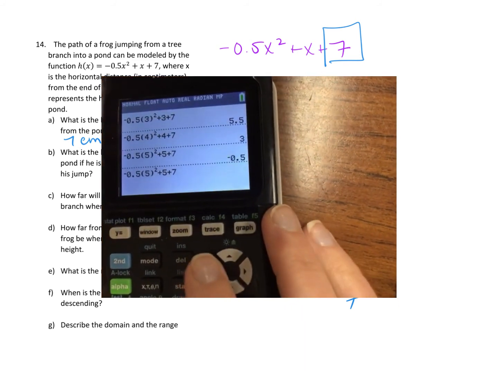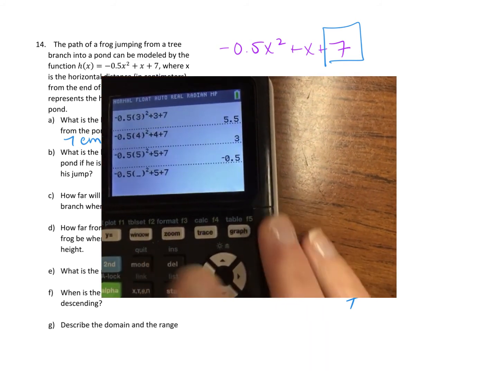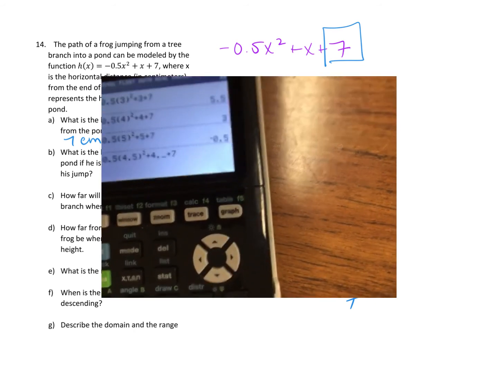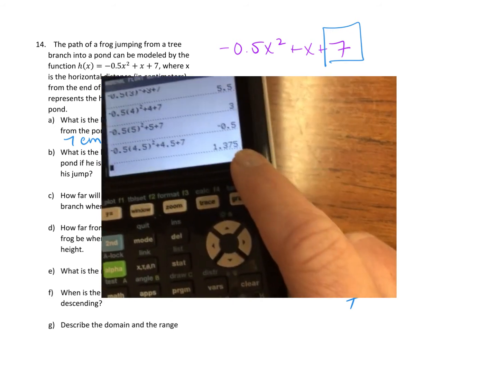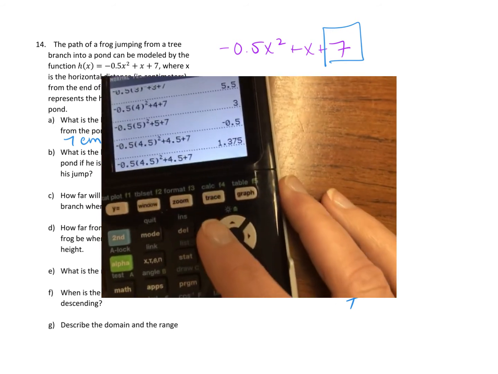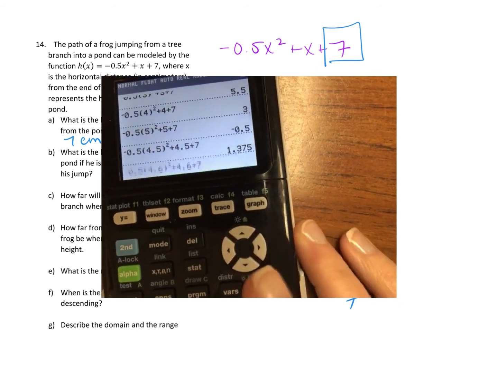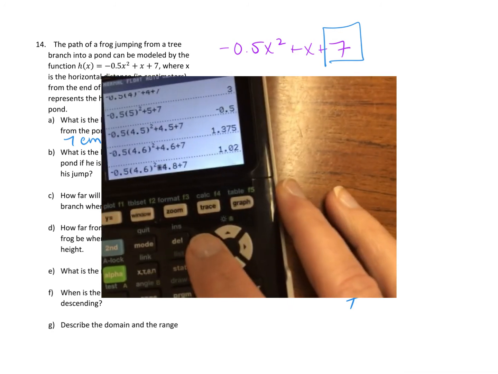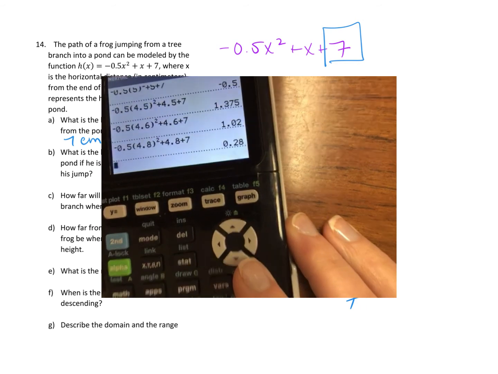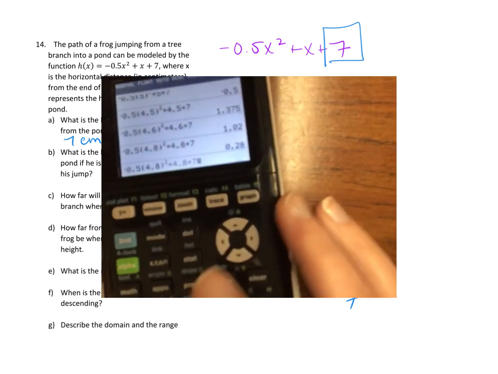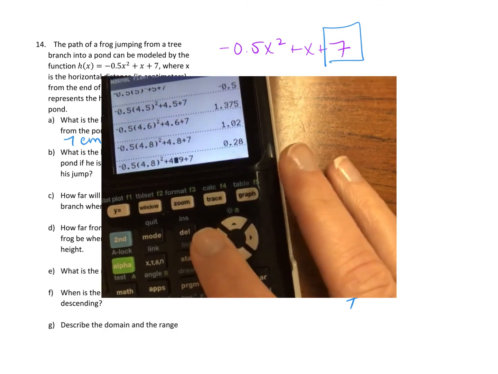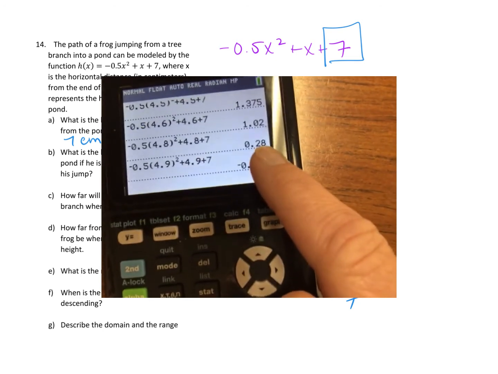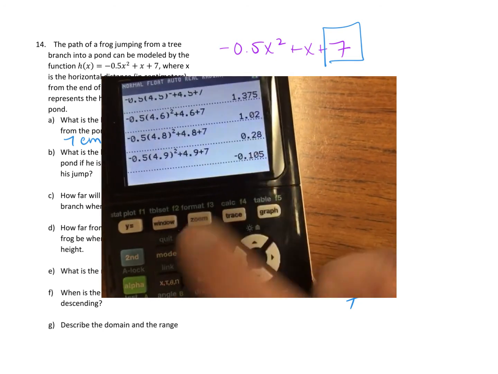So now let's try 4.5. It's positive, so we're going to try 4.6. Positive still. What about 4.8? Let's skip one and see if we can get closer. Okay, we're getting closer. 0.28. 4.9. Now it's negative. So that means in between 4.8 and 4.9, he hit the water.